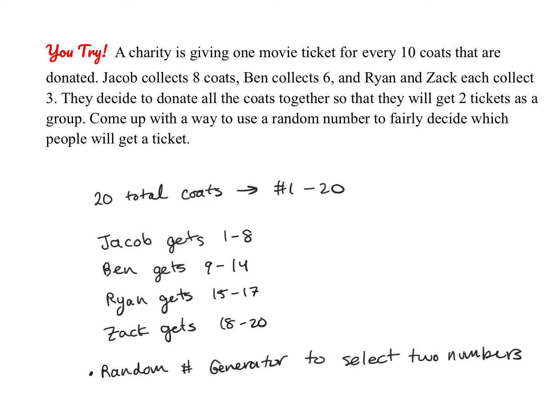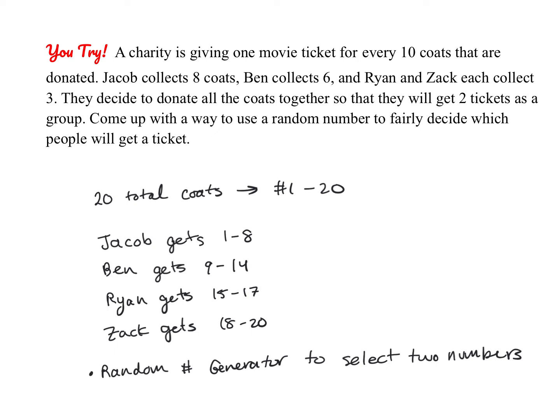All right, so here's one way we could do this in a fair way with the random number generator. So again, since there were 20 total coats that they donated, you could take the numbers 1 through 20 and again write them on slips, and then give different people different amounts of numbers based on how many coats they collected. So Jacob collected the most coats, so he got the most numbers, and then Ben gets 6 numbers, and then Ryan and Zach each get 3.